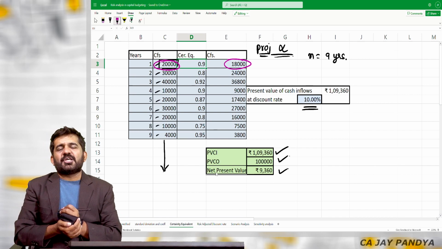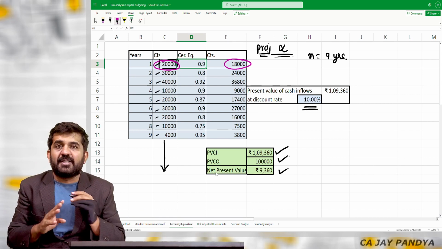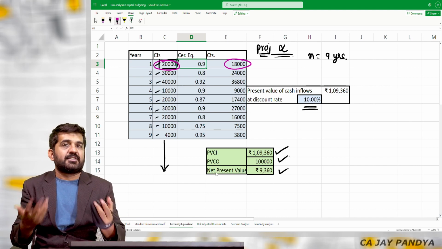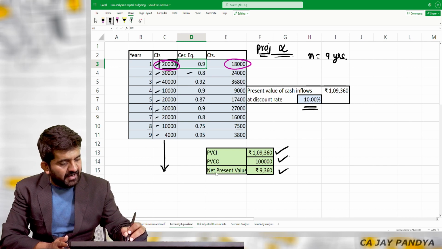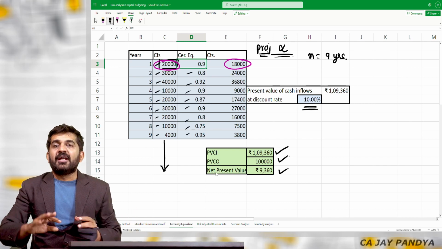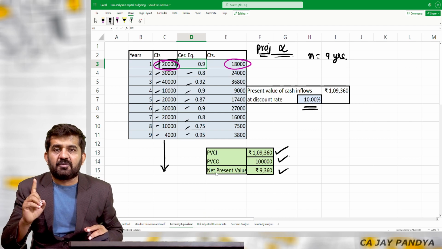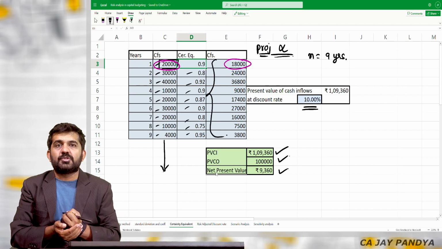Now you will say, sir, where will we find the certainty equivalent? It should be given in your question, otherwise you cannot solve it. You cannot forecast the certainty equivalent. Here we have the certainty equivalent for all 9 years, and the cash flow of all 9 years. What will we do? Cash flow multiplied by certainty equivalent, we will get the adjusted cash flows.